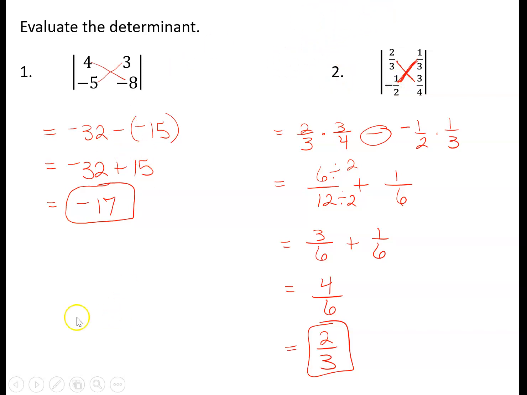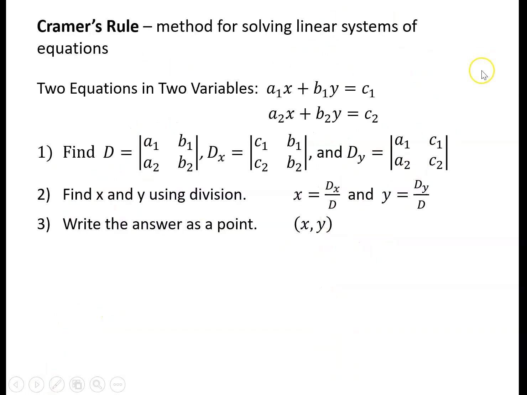Okay, so how are we going to use this to solve a system of equations? Now, I know it looks like there's a lot of information on this slide, but it's really not difficult. This is called Cramer's Rule. And so if we had a system of equations like this, the A's, B's, and C's are just numbers, then we would find 3 different determinants. We would start by finding D, and you would put the coefficients of X in the first column and the coefficients of Y in the second column, and then you would calculate.